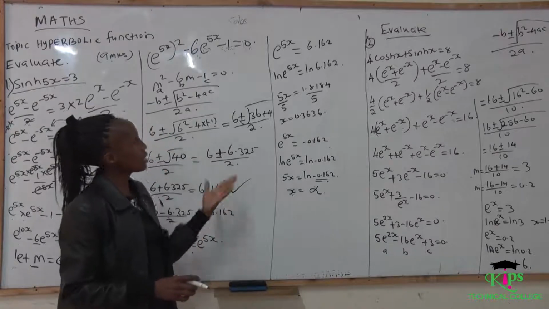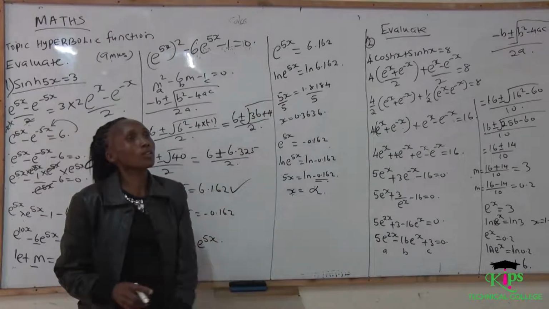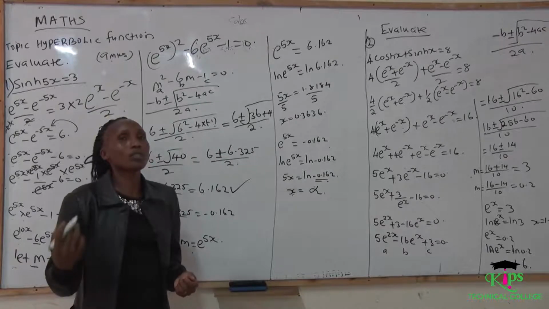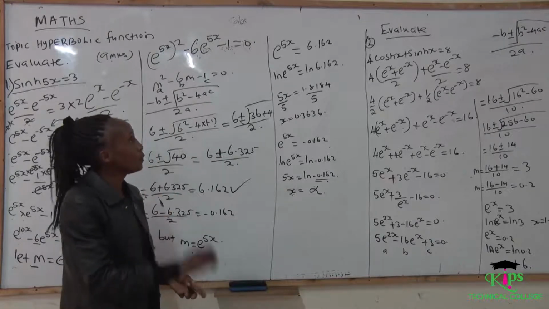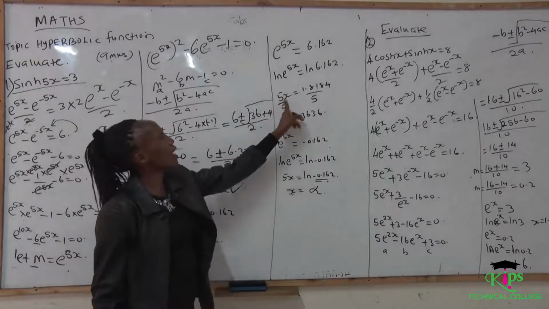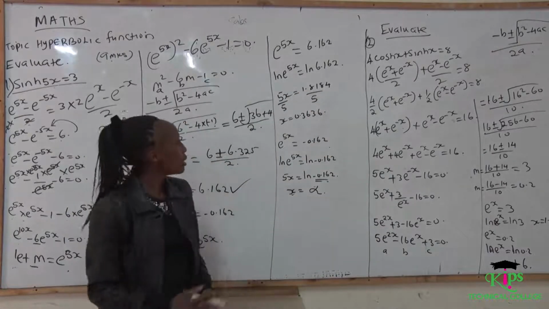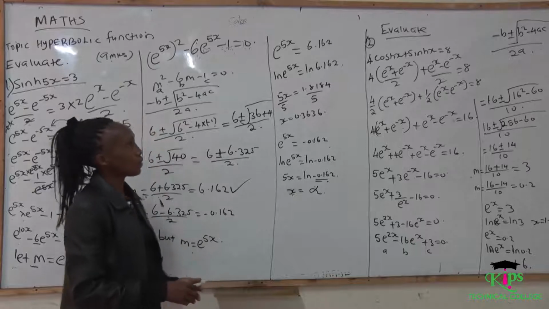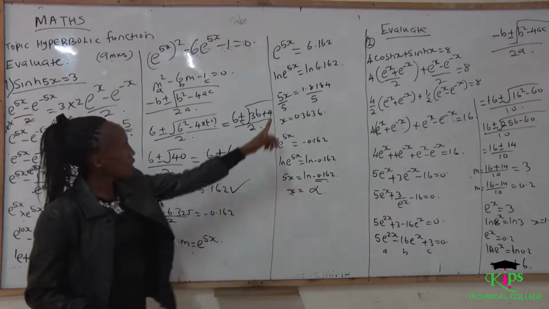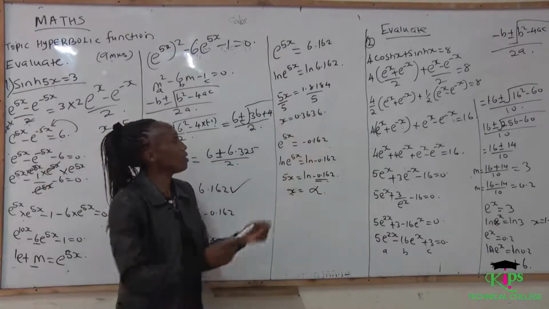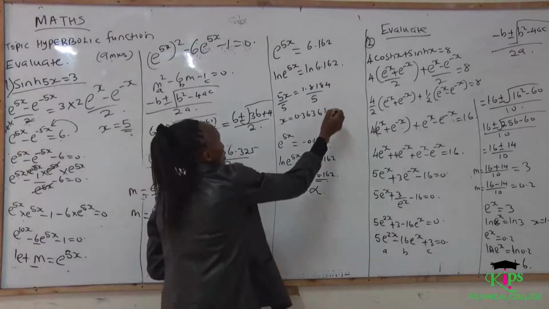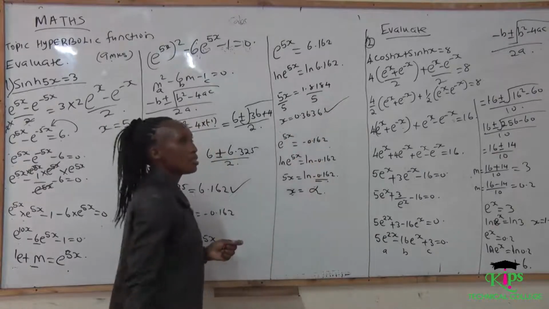In such a case, if you talk of the natural logarithm of an exponential of a given value, it will be that value. So in our case, what will be the value? It will be 5x is equal to the natural logarithm of this. You get 1.8184 divided by 5, because we have 5x. You divide by 5 and you get this value. That is now the value of x is equal to this value.